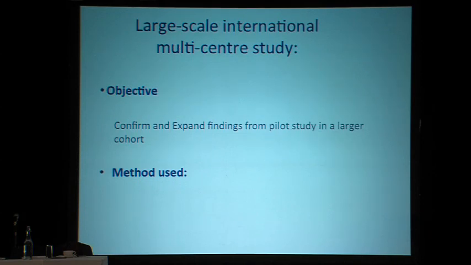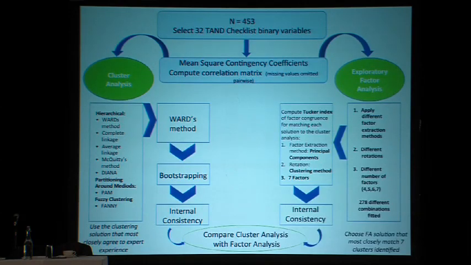The objective of this study was to confirm and expand the findings from our pilot study, and our methods were pretty similar to the pilot study, which is why we did the pilot study, but I'm going to take you through the process. TAND checklist data was collected from 453 individuals across 6 sites internationally. Then we computed mean square contingency coefficients. As with the pilot study, we looked at both cluster analysis and factor analysis. In terms of the cluster analysis, we looked at various methods: hierarchical methods, partitioning around medoids, and fuzzy clustering. Based on all of this, we then chose the best cluster analysis method.